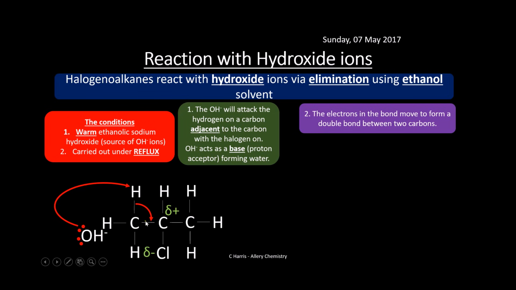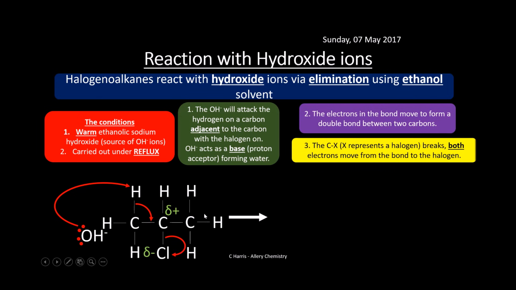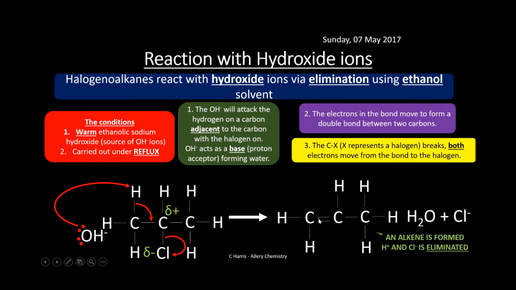Now obviously because this is forming a double bond, this carbon will have too many bonds because it'll have 1, 2, 3, 4, 5. So it's got to break the weakest one. The weakest one here is the carbon halogen bond always. So the electrons will then jump from there onto the chlorine. There it is. So this is why that happens. And then the product is an alkene.